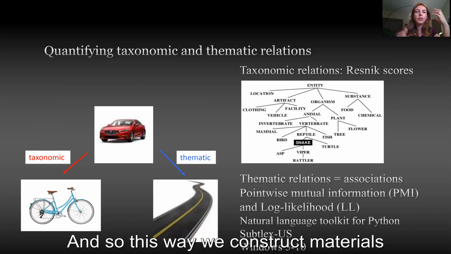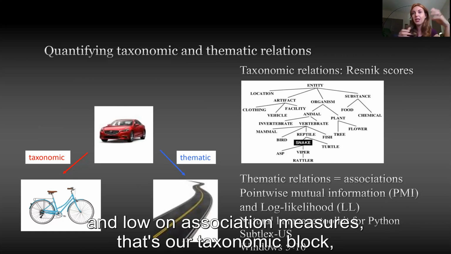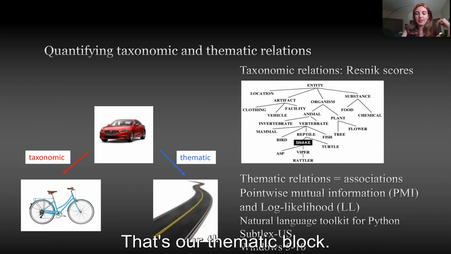And so this way, we construct materials that either score very high on Resnick scores and low on association measures, that's our taxonomic block, or score very high on association measures and low on Resnick score, that's our thematic block.